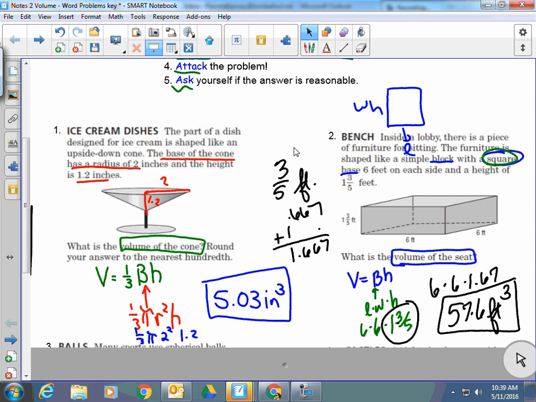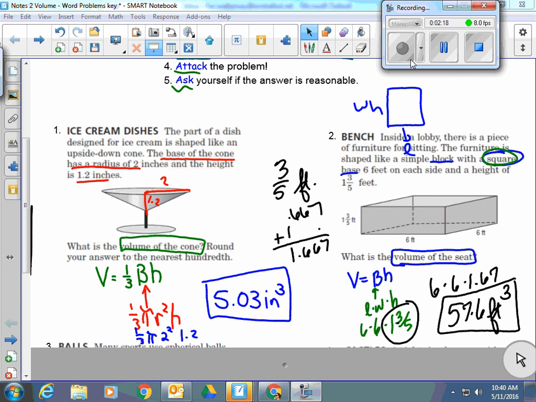Or if you wanted to think about this as a whole, if the denominator is a 5, then 5 over 5 is 1, correct? So 5 plus 3, if you made this 8 over 5, that would be the same thing. But you should get 1.6 as the height. So 6 times 6 times 1.6 should give you 57.6. Questions on either of those two things? Okay, I'm going to give you about 5 minutes to work on the next two.